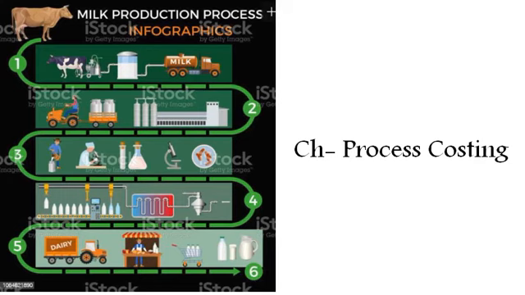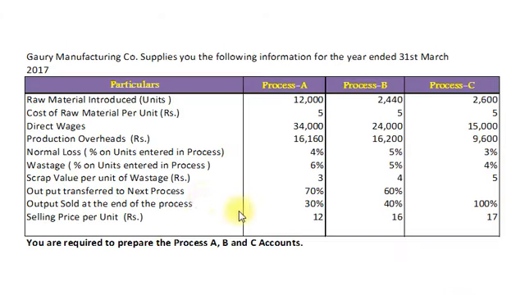Students, today we will solve one example of process costing in subject Advanced Accounting and Auditing Paper 3 for class 2nd year BCom semester 4 Veer Narmad South Gujarat University. Here is the question. Goury Manufacturing Company supplies you the following information for the year ended 31st March 2017.